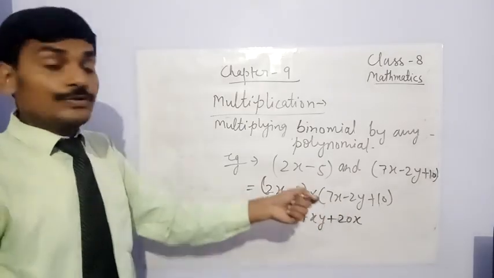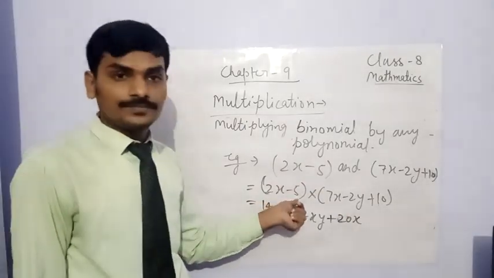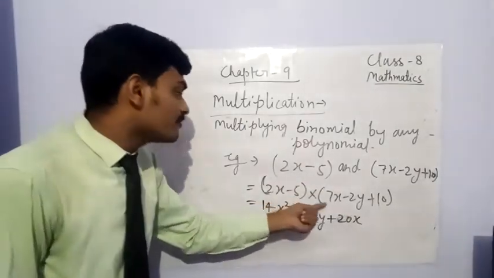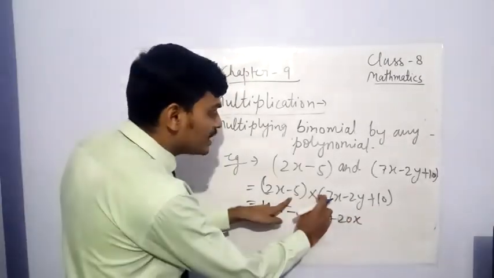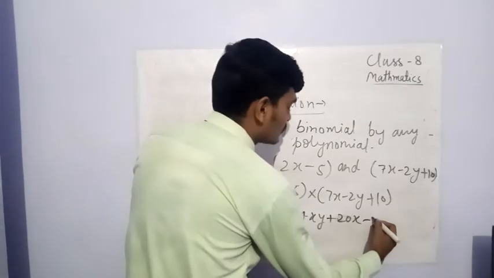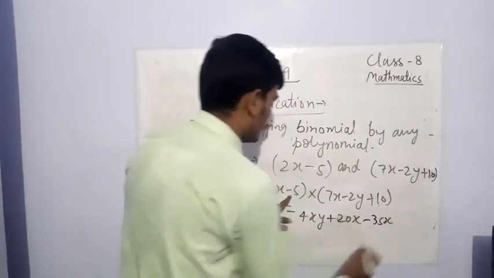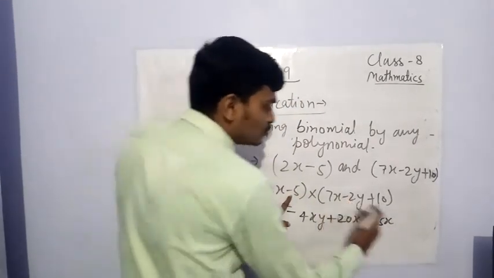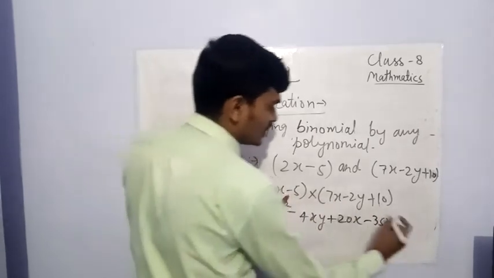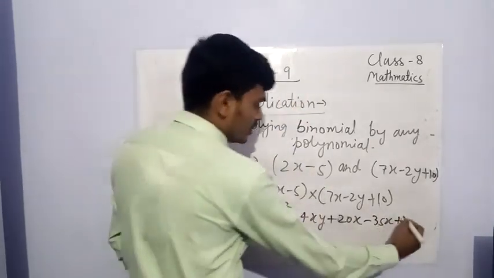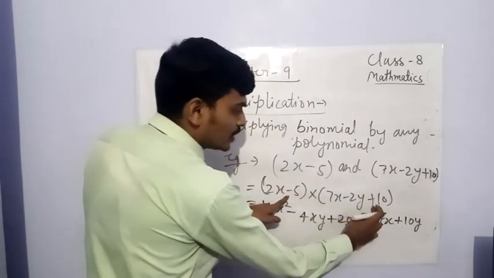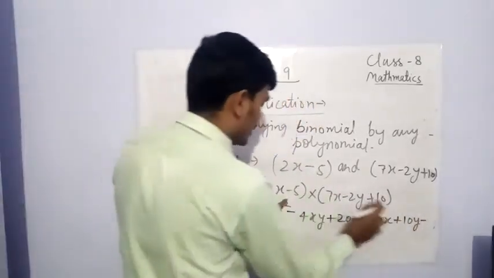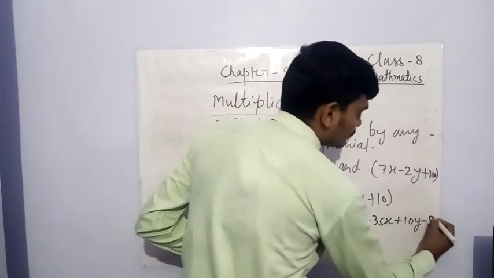Now you should also multiply the minus 5 with all the terms of this polynomial. Then minus 5 into 7x, so minus 35x. Now minus 5 into minus 2y, that is minus into minus plus, and 2 fives are 10y. Now minus into plus, minus, 10 fives are 50.